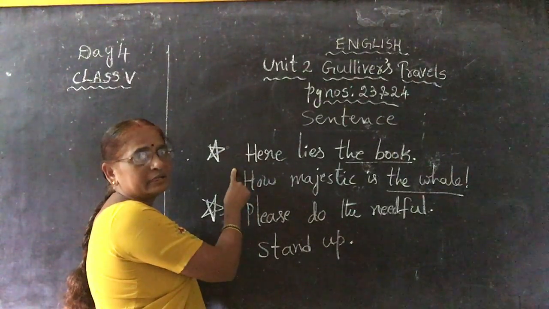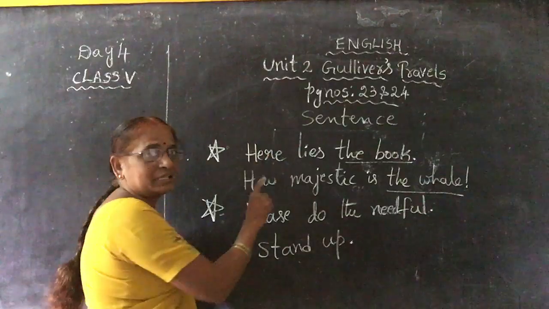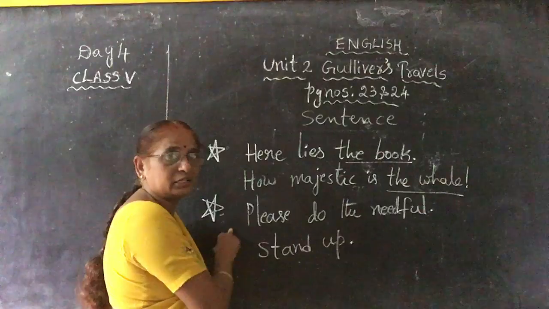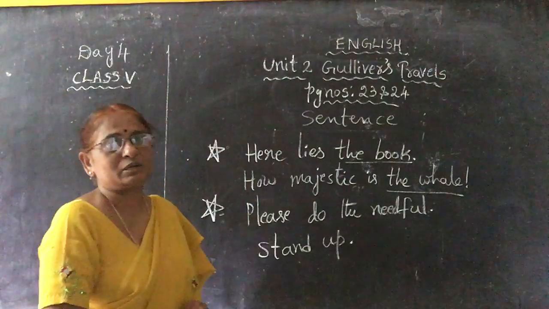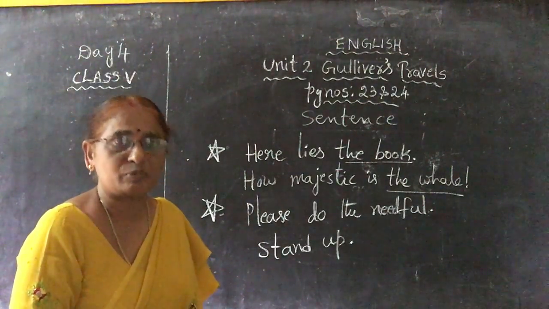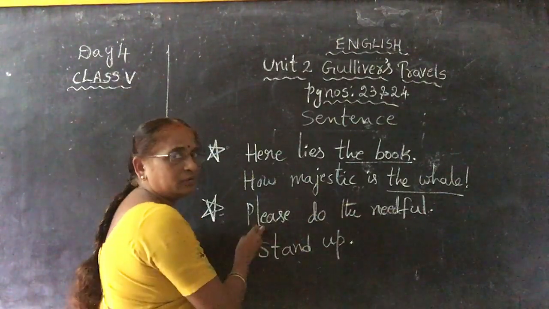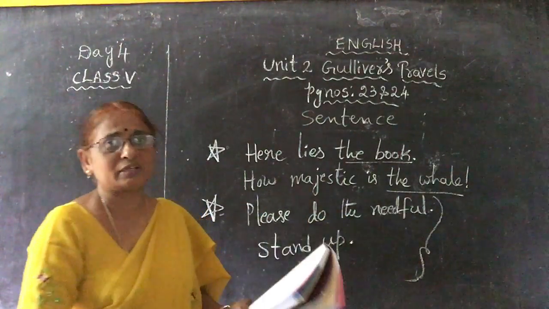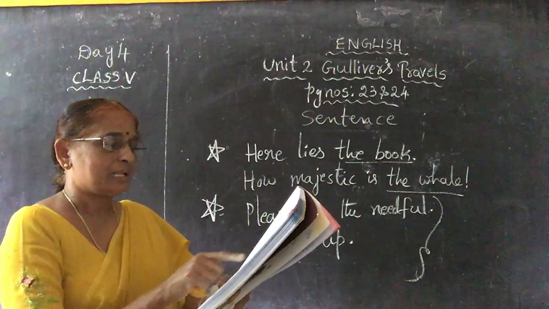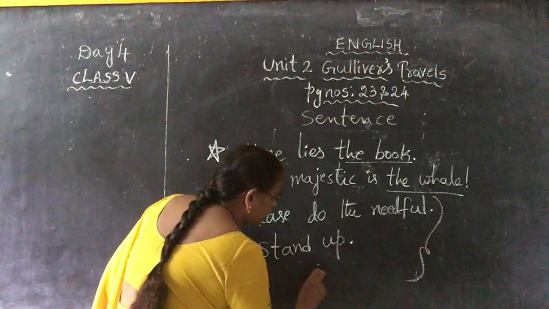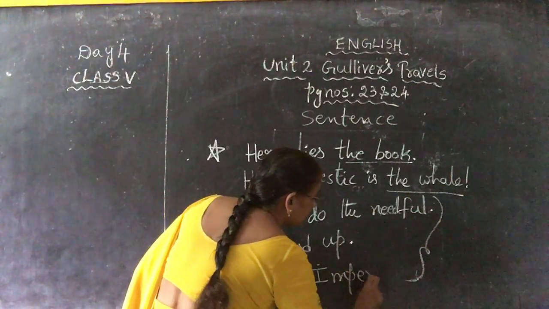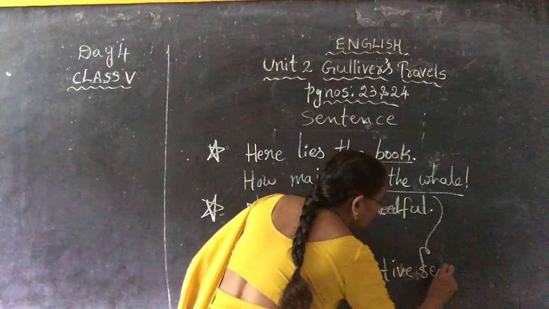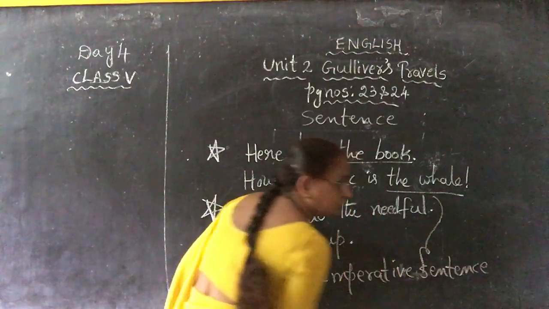We cannot say that the first word is the subject in all the sentences. Only in a few sentences. In some sentences the subject will be left out. The subject will not be there in some sentences. See, please do the needful. Which is the subject here? So what type of sentences are these? These sentences are called imperative sentences. Imperative sentences, children.